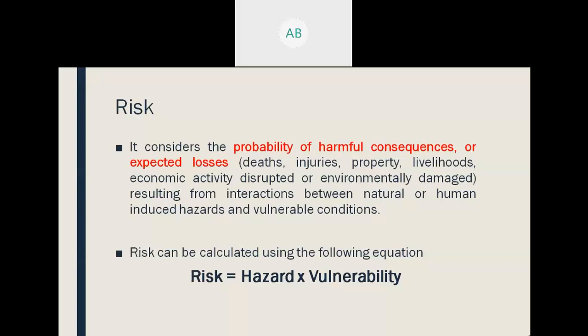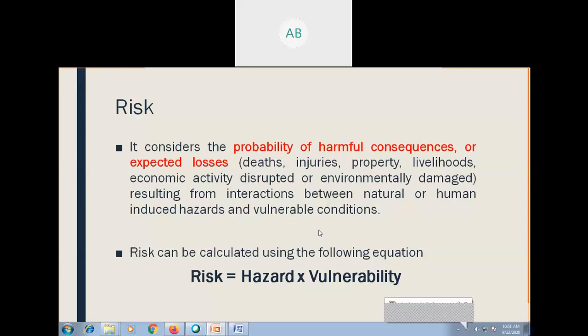So by definition, risk is probability of loss. Hazard is probability of occurrence, vulnerability is degree of loss. So you multiply these two terms, then you get risk, which is nothing but probability of loss. Okay, so look at the definition. It says it considers the probability of harmful consequences or expected losses. That's what I say. Risk is probability of expected loss.